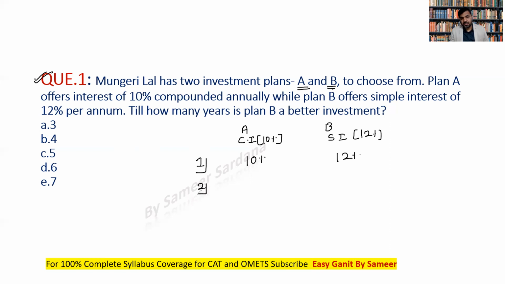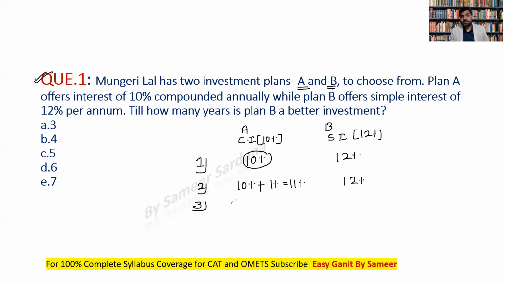In the second year, I will be getting 10% on the principal plus 10% of this value. So 10% of 10% is 1%. So in the second year, I'll be getting 11%. But here I'll be getting 12%. So in 2 years, my total compound interest is 21%, total simple interest is 24%, right?